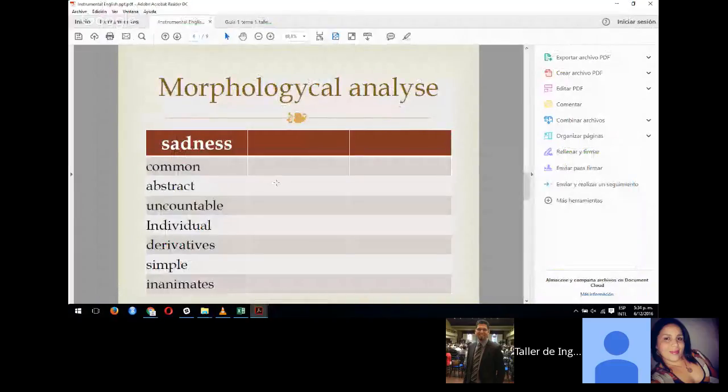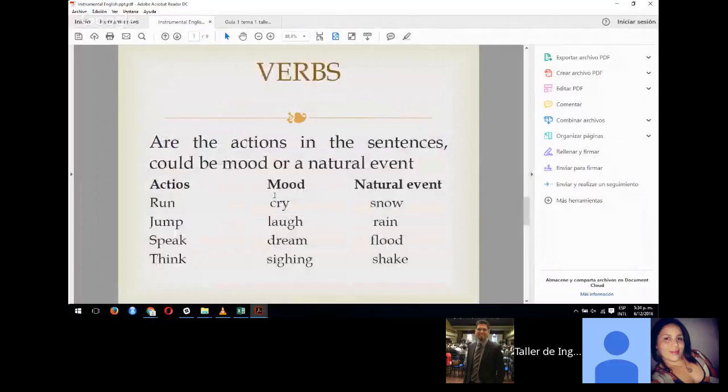After we do this morphological analysis of the nouns, we continue with the verb. What is a verb? Verbs are the actions in the sentences. They could be actions or natural events. For example, actions: run, jump, speak, and think, cry, laugh, doing a sign. Natural events: snow, rain, flood, and shake.